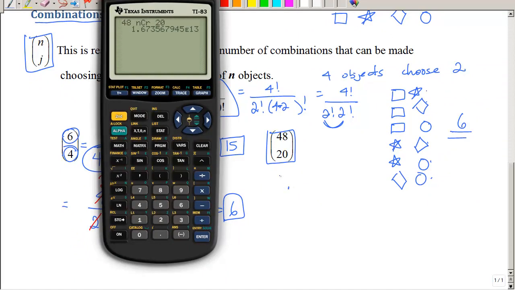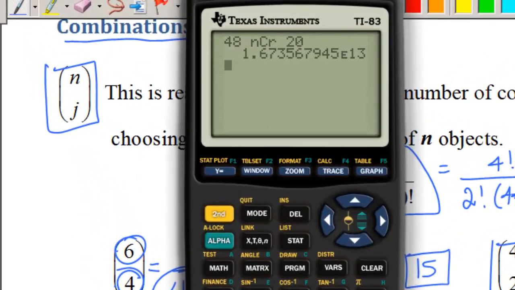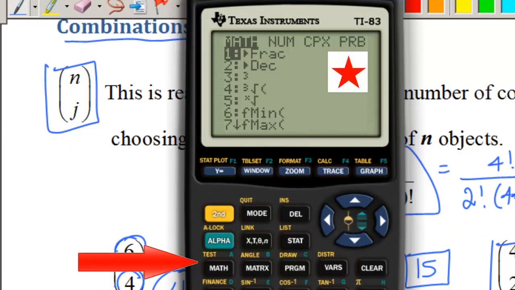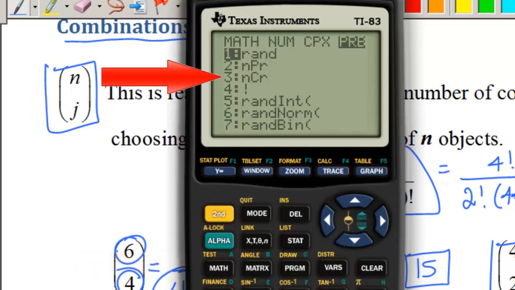Oh my, look at that. We're just going to 1.67 times 10 to the 13th. That's an approximation. That means that's a lot. So if I wrote that out, 167, 1, 2, 3, 4, 5, 6, 7, 8, 9, 10, 11, 12, 13. That's a really big number. So that's why calculating that by hand or trying to demonstrate that is way too big. But again, on the calculator, it's under Math, under PRB, Probability, third option. Different calculators, different places, but it certainly is nice to know that you have that built-in function.